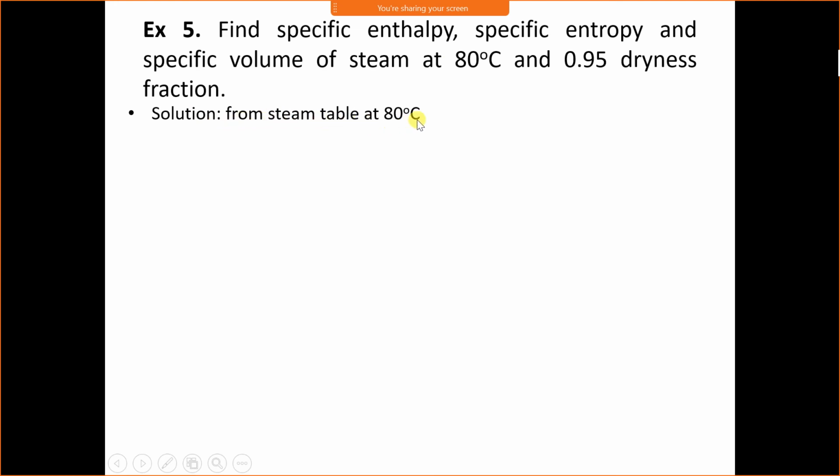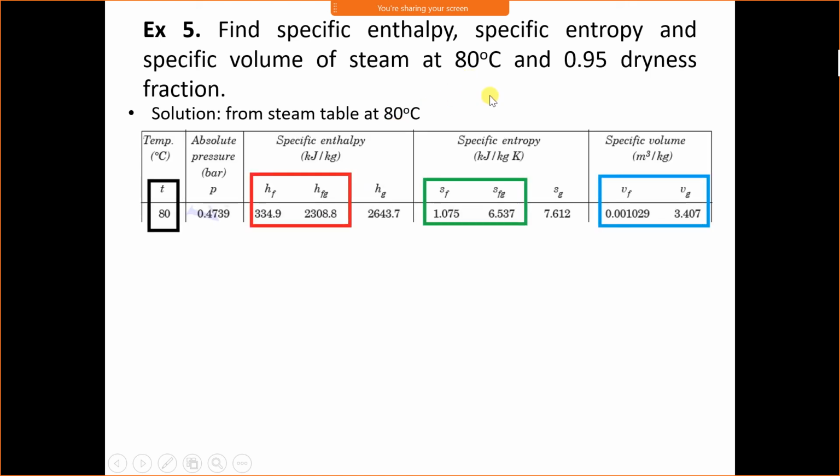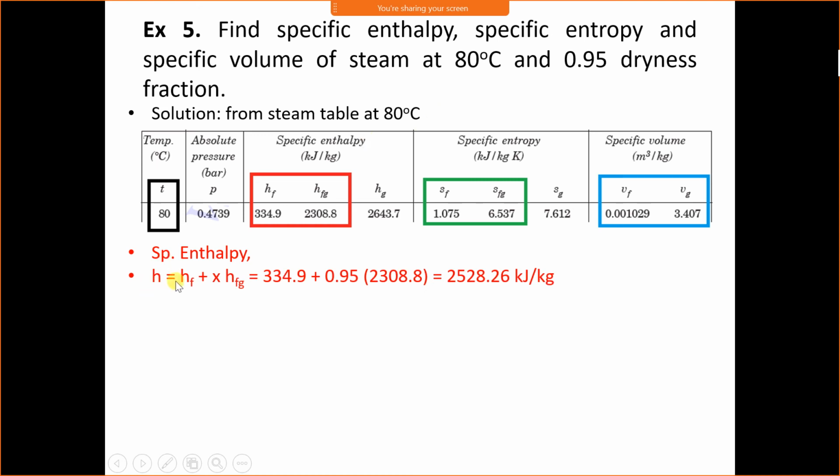Solution: from steam table at 80 degrees Celsius. Temperature is given, therefore go to table number 1. In table number 1, go for the temperature 80 degrees Celsius. Corresponding to 80 degrees Celsius, you will get respective properties: enthalpy, entropy and specific volume. Therefore, specific enthalpy of wet steam is given as h = hf + x hfg. This is the formula for wet steam.